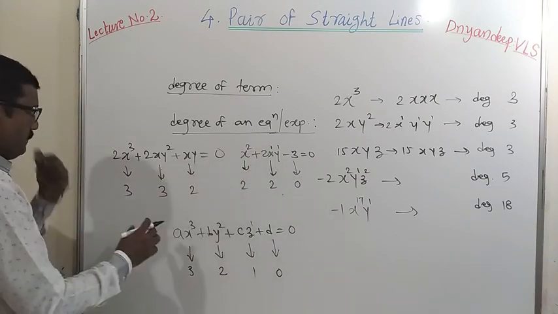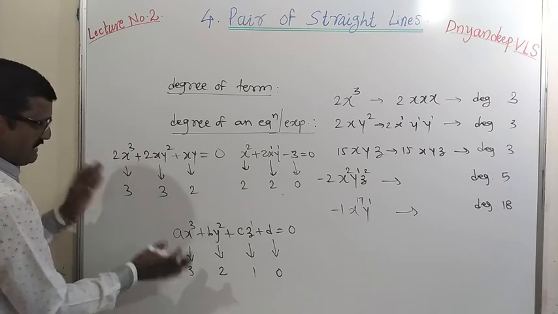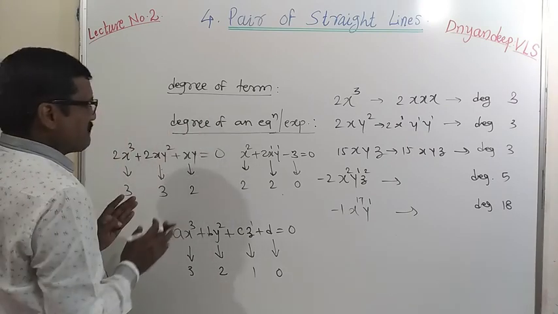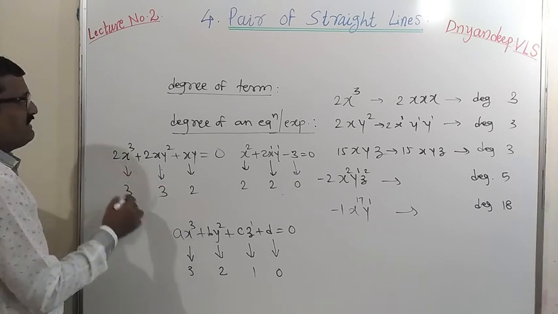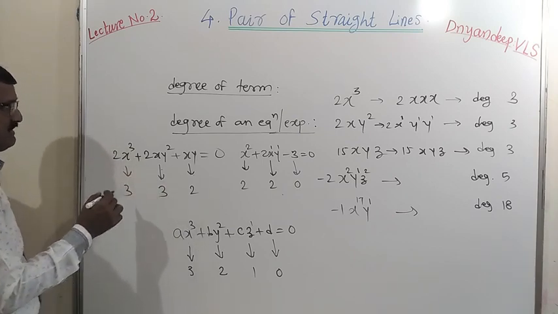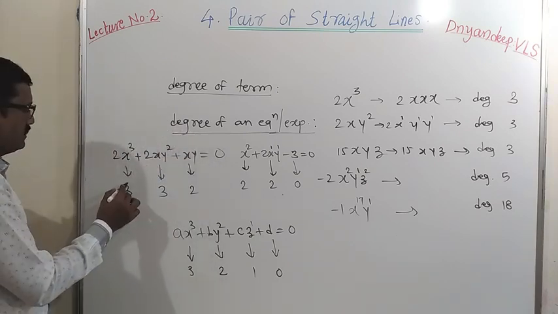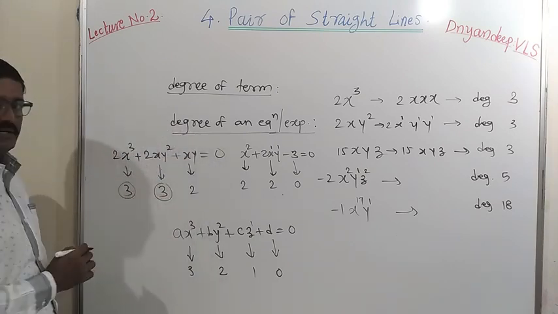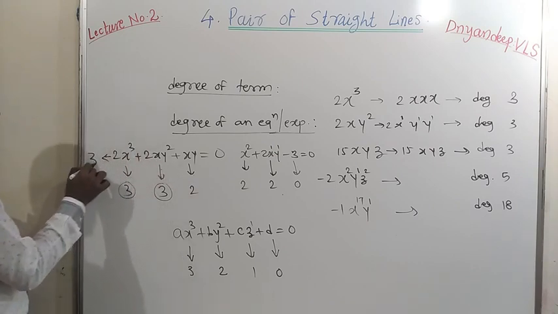So what is meant by the degree of equation? These are the degrees of terms. So from these degrees we have to find the degree of an equation. Here the highest degree term, or the highest degree of term, is called the degree of equation. Here the highest degree is 3. So the degree of this equation is 3.